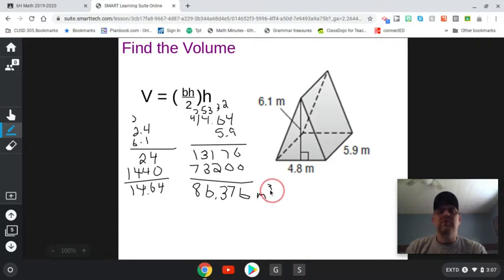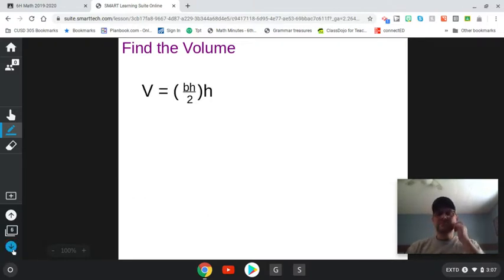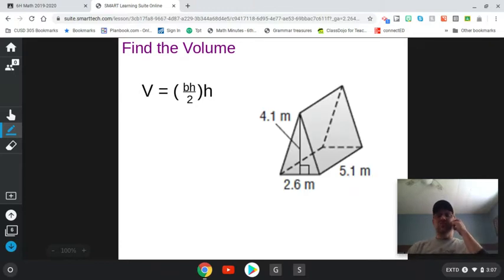Okay, so if you would have done this differently, if you would have taken 4 and 8 tenths times 6 and 1 tenth, and then divided that by 2, you still would have got 14 and 64 hundredths. So you could have done it that way as well, and then taken that times the height of the prism, which is 5.9. All right, I'm going to go ahead and try this one, and then pause it, try it, and then turn it back on after you're done to see if you got it right.